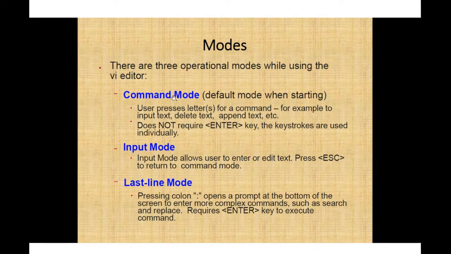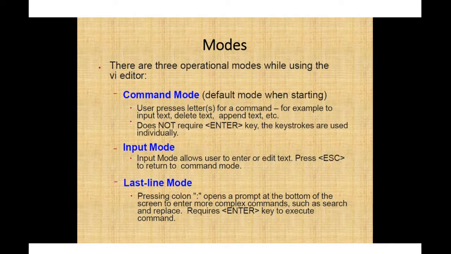Let's go over them one by one. First of all, command mode, which is the default mode when starting the VI editor. The user presses a letter for a command. Literally, a command for what to do. For example, to input text, to delete text, to append text, to search, to add, to remove, and so on. It does not require the enter key, guys. In command mode, you are not required to press enter to send your keystrokes. No, it's automatic. The keystrokes are used individually, and they are automatic if you are in command mode.